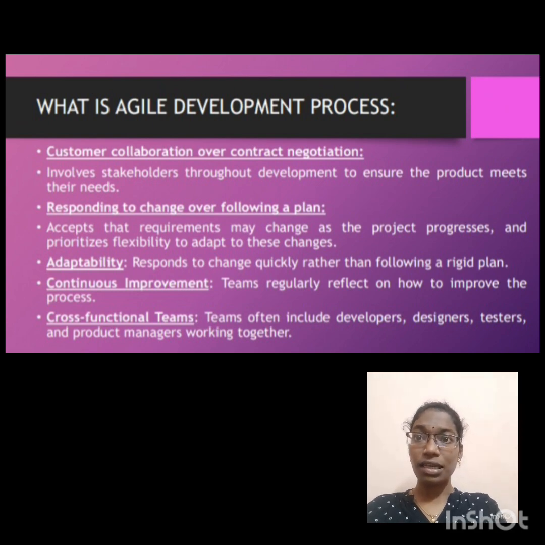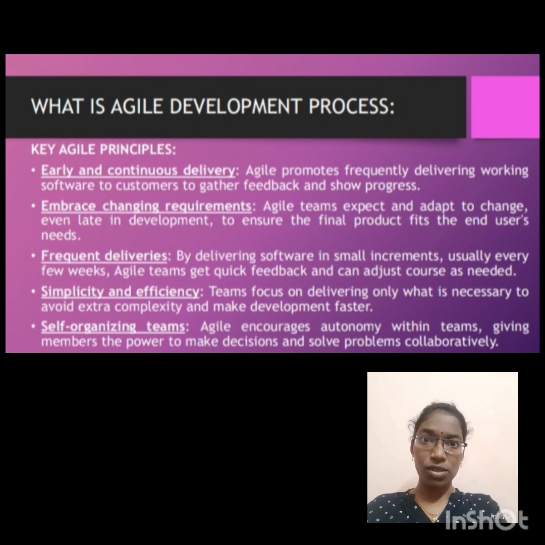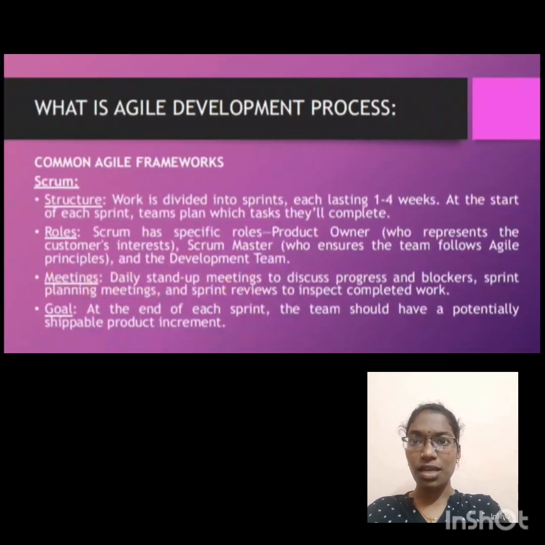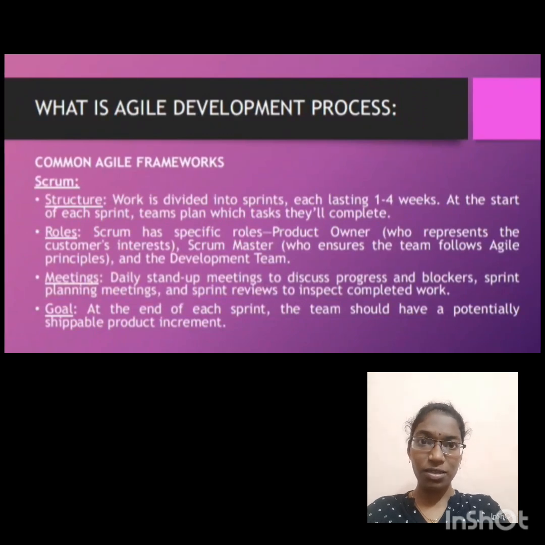So here I list the key Agile principles. Early and continuous delivery makes the customer feel satisfied. Embrace changing requirements, which is very important in a fast changing environment. Frequent deliveries are also important. It makes the customer realize what was actually developed. Then simplicity and efficiency, which makes the project unique. As an Agile project, it should be unique, right? Then self-organizing teams, which make the team more productive. These are the principles of the Agile development process. By following these principles, Agile is one of the unique fields of software development.